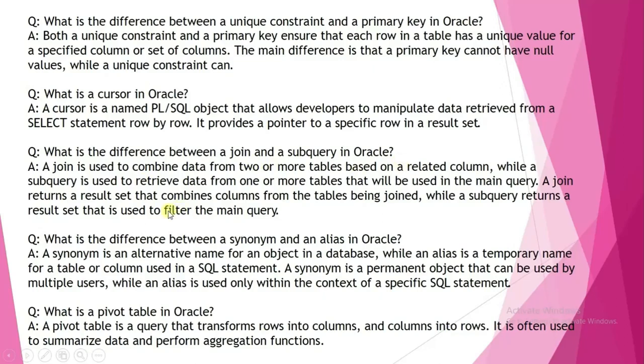So moving to the next question, what is the difference between a synonym and an alias in Oracle? A synonym is an alternative name for an object in the database, while an alias is a temporary name for a table or column used in a SQL statement. A synonym is a permanent object that can be used by multiple users, while an alias is used only within the context of a specific SQL statement.